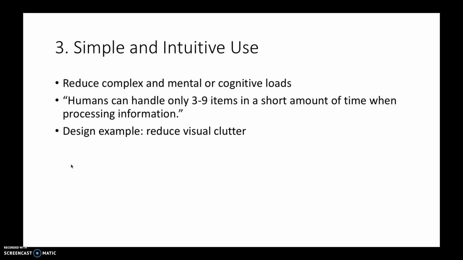And for number 3, the principle is simple and intuitive use, so having to reduce complex and mental or cognitive loads. So basically reduce the visual clutter because our attention spans are much shorter than they've ever been in years. And I thought this was very interesting. Humans can only handle 3 to 9 items in a short amount of time when processing information. So it's very, very interesting.